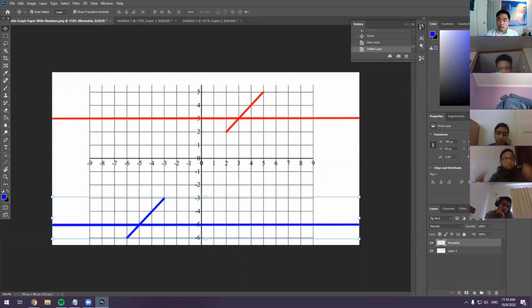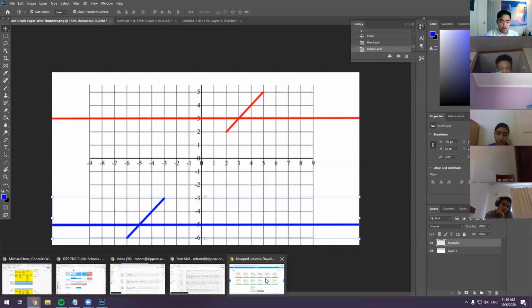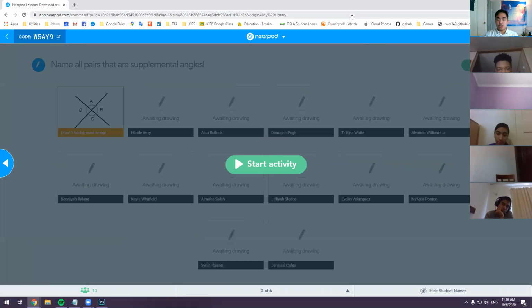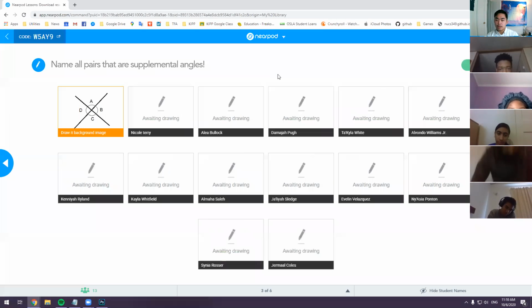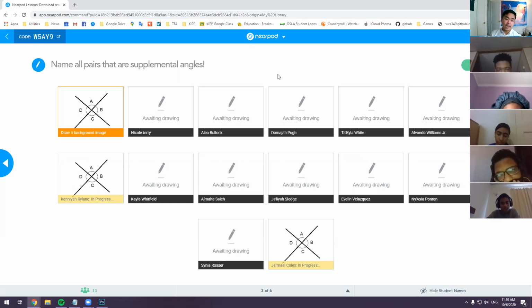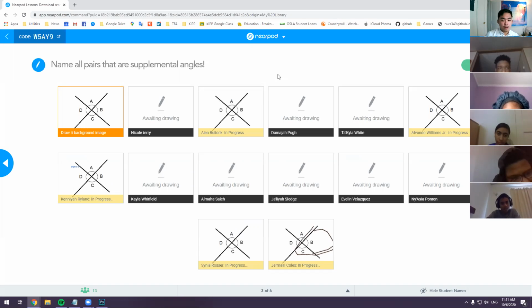Okay, cool. So let's switch back to our Nearpod. Everyone could switch to their Nearpod windows. All right, and we are going to quickly practice once again supplemental angles. So on this diagram, you want to identify which pairs of angles are supplemental angles. So, for example, A and B, they form a straight line. That's a supplemental angle pair. So figure out which pairs are supplemental angles and see what you get.